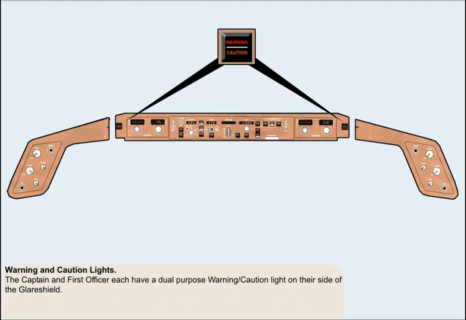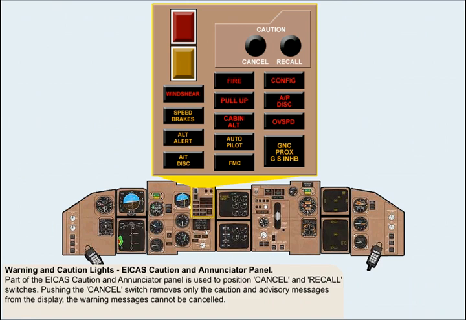The captain and first officer each have a dual-purpose warning caution light on their side of the glare shield. Part of the ICAS Caution and Annunciator panel is used to position cancel switches and a recall switch. Pushing the cancel switch removes only the caution and advisory messages from the display. The warning messages cannot be cancelled. Moving your mouse cursor over each control or indicator will display their purpose.